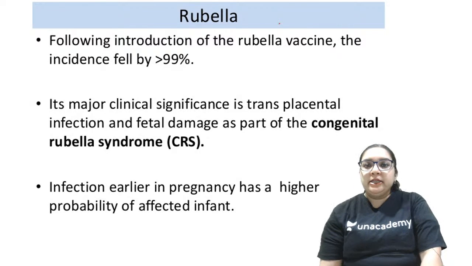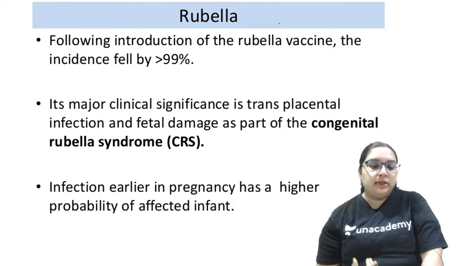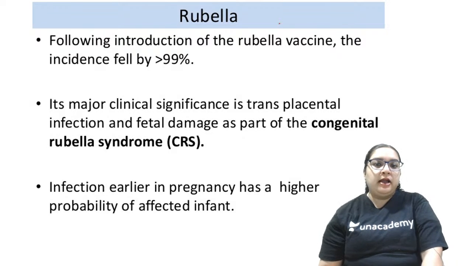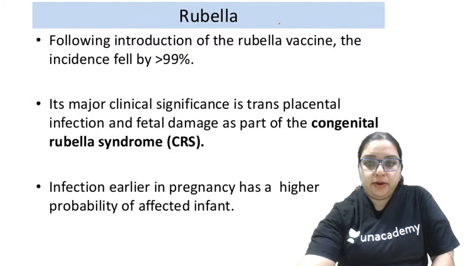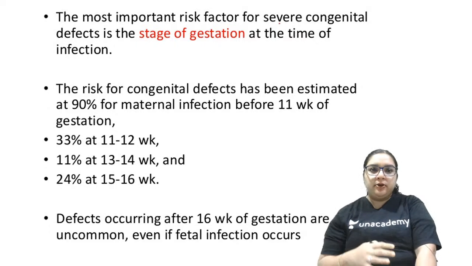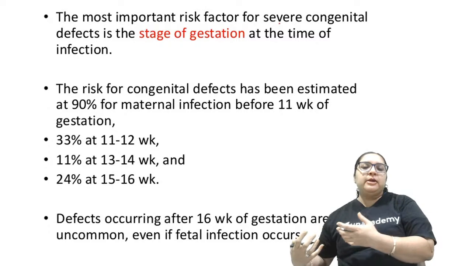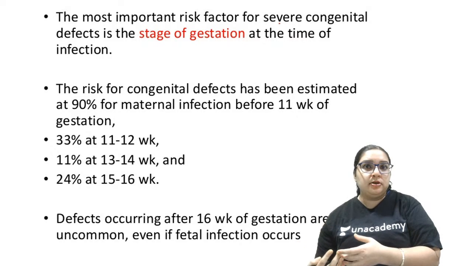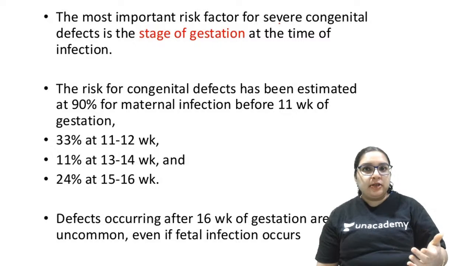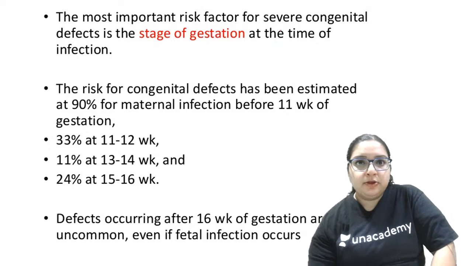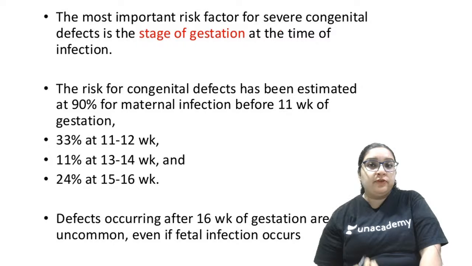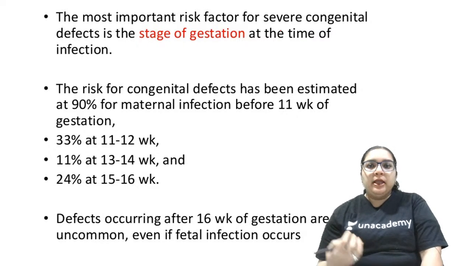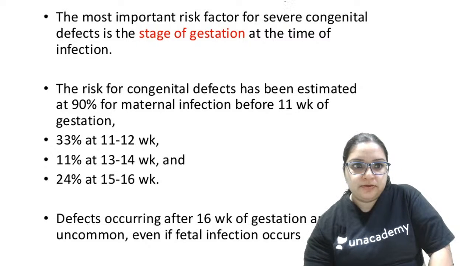Okay, its major clinical significance is transplacental infection causing congenital rubella syndrome, that we now know, and infection earlier in pregnancy has a higher probability of affecting the fetus. This is quite opposite to what we saw in toxoplasmosis, where the risk of having an infected fetus is maximum in the 3rd trimester, whereas here it is the 1st trimester. You can see this percentage-wise. So here again the most important risk factor for severe congenital defects is the stage of gestation. This holds true.